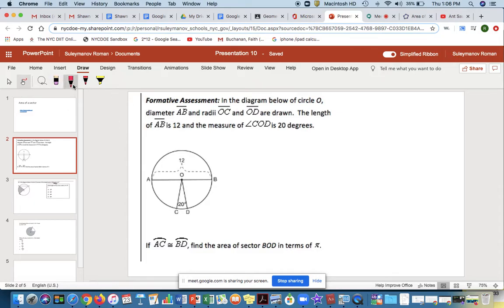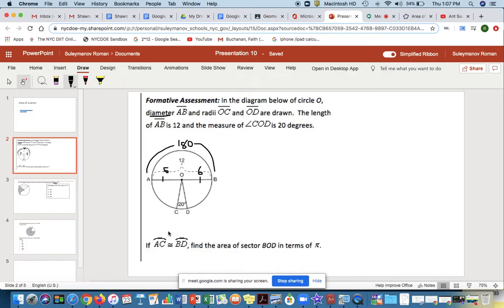Okay. So let's see what we have in the diagram below of circle O. Diameter AB and radii OC and OD are drawn. Why is this important? Diameter means that it passes through the center and it's also twice the radius. So these two segments are equal to 6 each because they have to add up to 12. Just divide 12 by 2 to get to 6 each. Also, it's important because if you're told something's a diameter, that means it cuts a circle in half, into 180 degrees, because a full circle is 360.